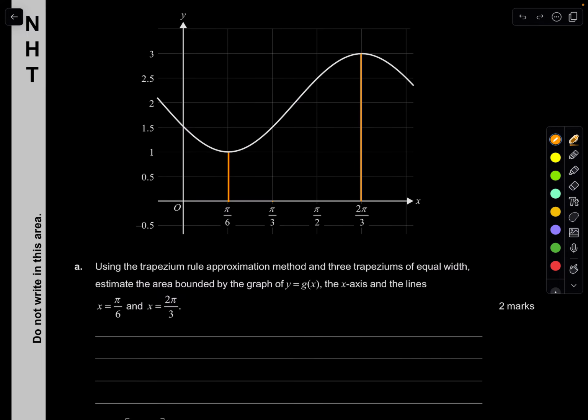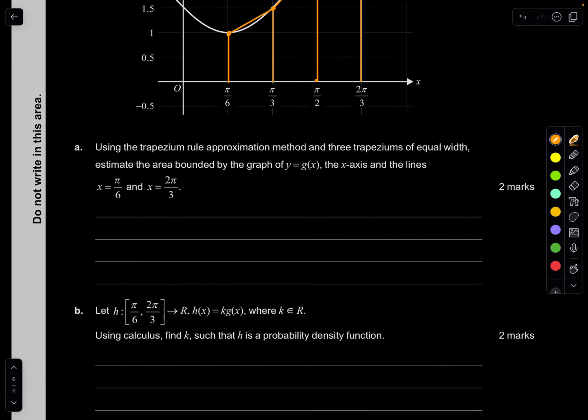So if I draw trapeziums, that's one trapezium. The next one's here because the width of all of them is pi on 6. That's another one. Doing another one here. Beautiful. So remember, there's actually a formula, a quick way to do this very easily.